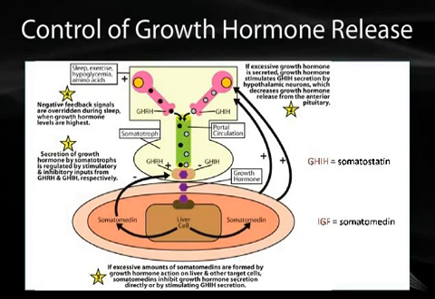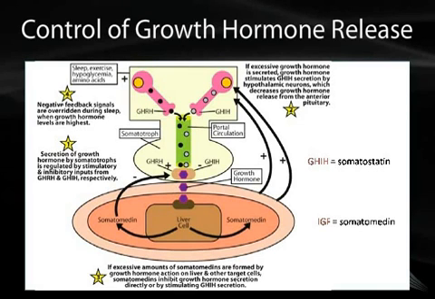GHRH is growth hormone releasing hormone, which is released from the hypothalamus and works on the pituitary gland to release growth hormone, and then growth hormone works on the liver to release its target hormone called somatomedin. Somatomedin is currently called IGF-1, or insulin-like growth factor 1, but somatomedin was the old name, which refers to the mediator of growth.